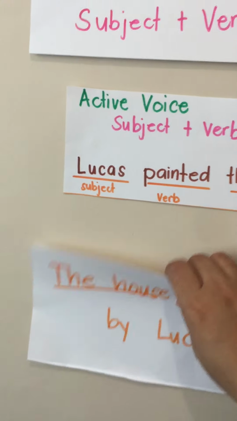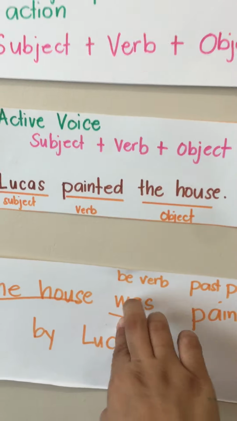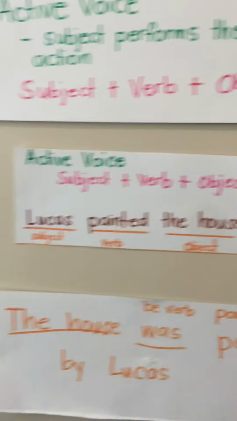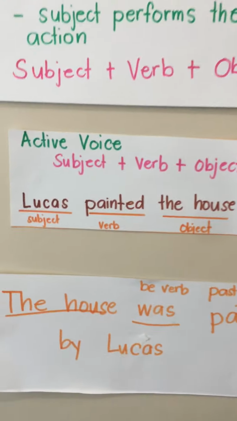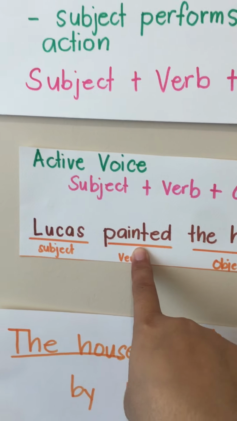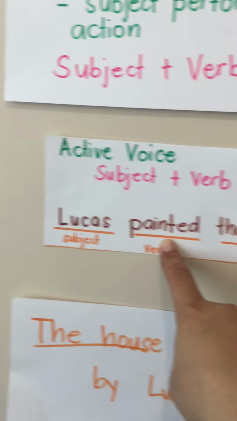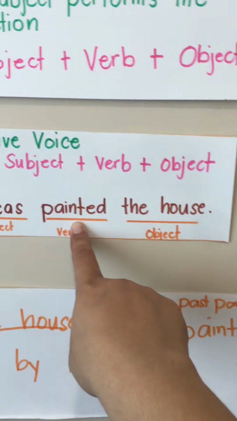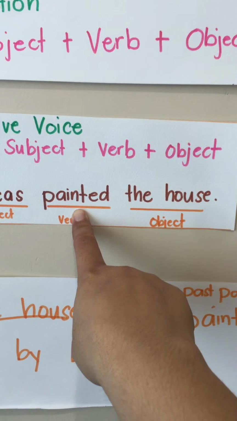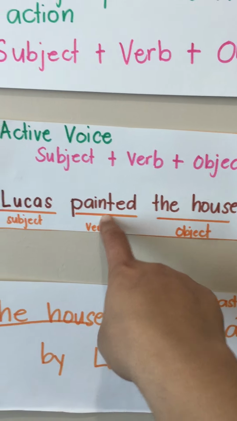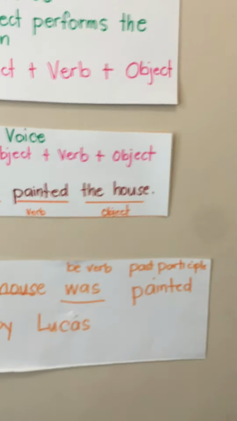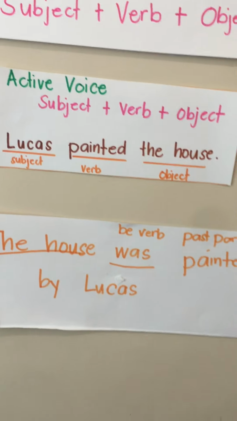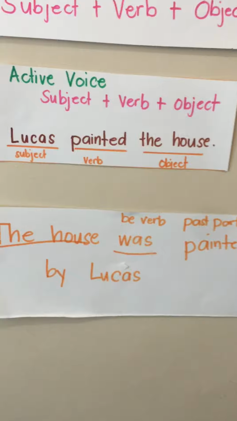And then, followed by the be verb. Okay. Look at the active voice. Painted is in past tense. So what are we going to use? We are going to use the past tense: was, were, plus past participle.